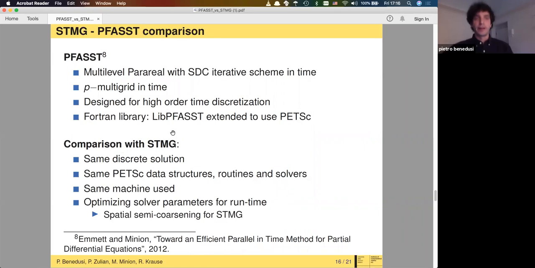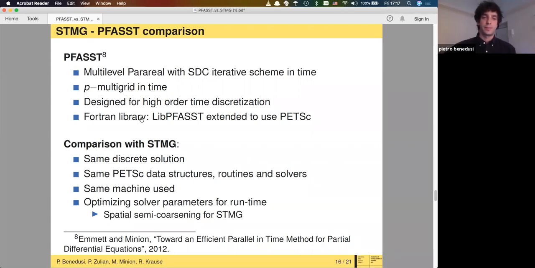Now I finally present the comparison with PFASST, that I think could be very interesting, because comparing methods is always good. Here I give a different perspective of what PFASST is. One perspective could be to see it as a multi-level parallel SDC iterative scheme in time, both in the fine and the coarse levels, where what's changing between fine and coarse levels is the order of integration. So in this respect, this could be seen also as a p-multigrid in time. And of course, for these reasons, this would be suitable, or let's say designed, for high order time discretization.